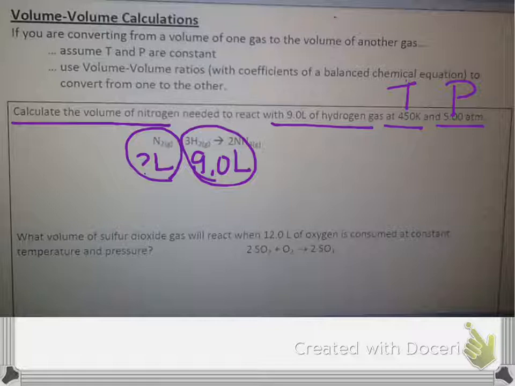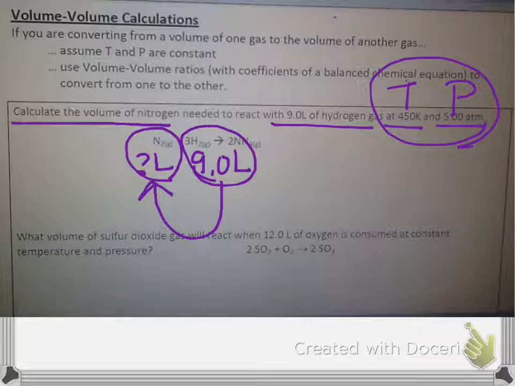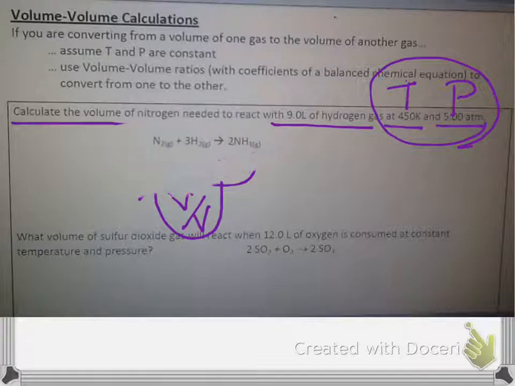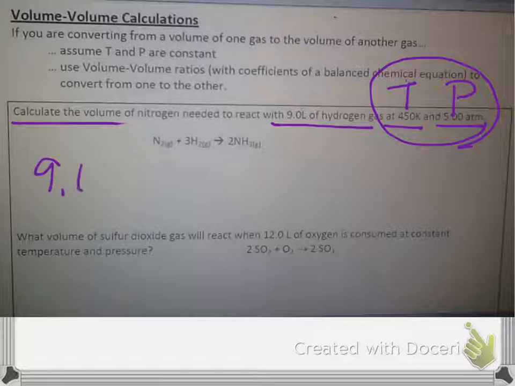But notice what we are given. We're given the volume of one gas, and we're asked to calculate the volume of another gas, and we only have one set of temperature and pressure conditions. We are going to do a volume-volume conversion. So let's work it out. We're going to start with what we're given. We're given 9.0 liters of hydrogen gas.